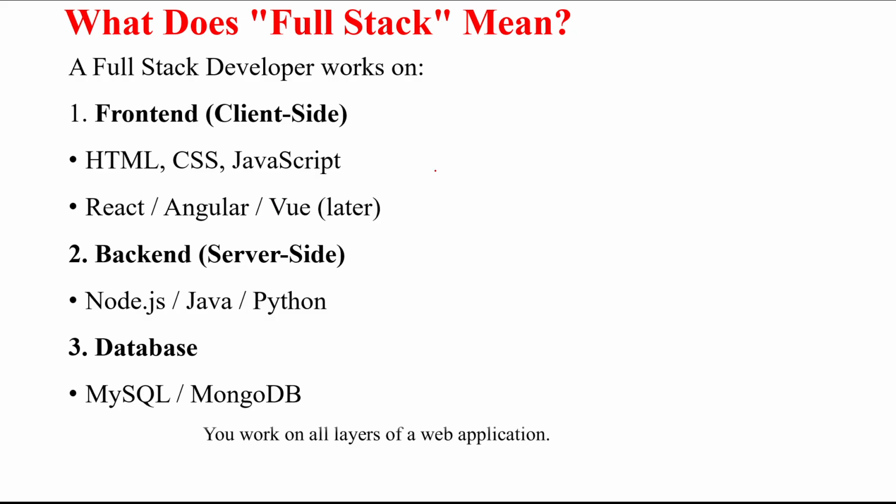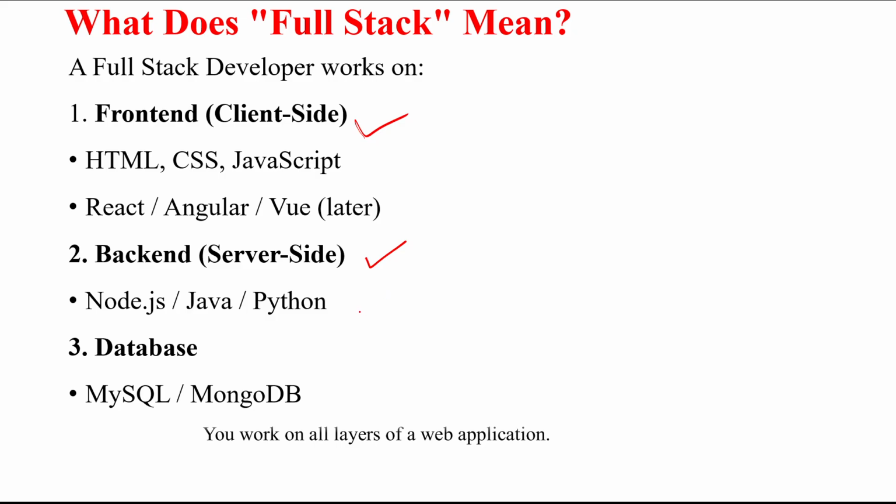The first layer is the front end. We can also call this the client side, and this is the part users can see and interact with. It has technologies like HTML, CSS, and JavaScript, which are used to build the front end. Later, modern frameworks like React, Angular, or Vue are also used. For example, when you open Instagram or YouTube, everything visible on the screen, buttons, menus, images, videos, belongs to the front end. The second layer is the backend or the server side.